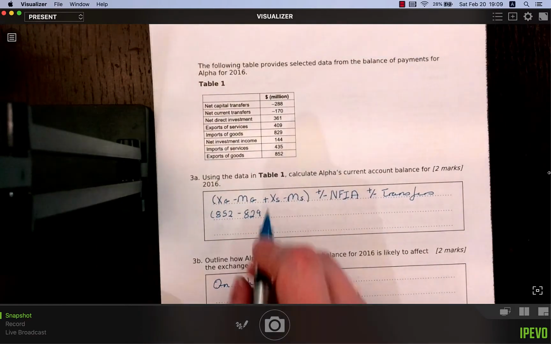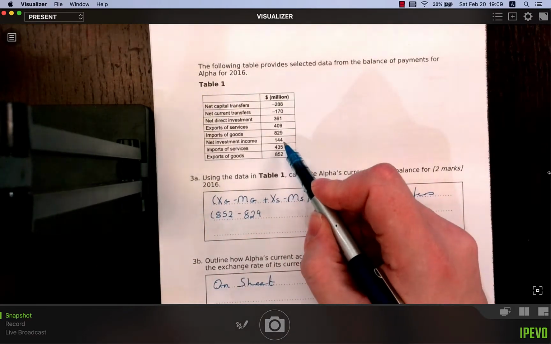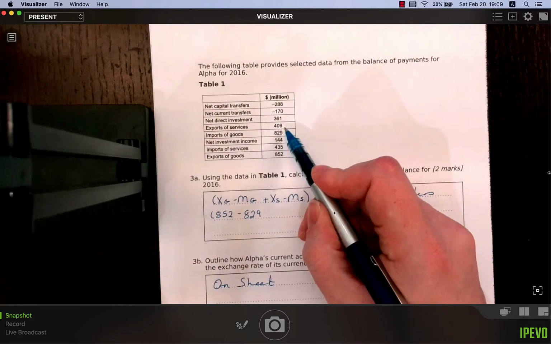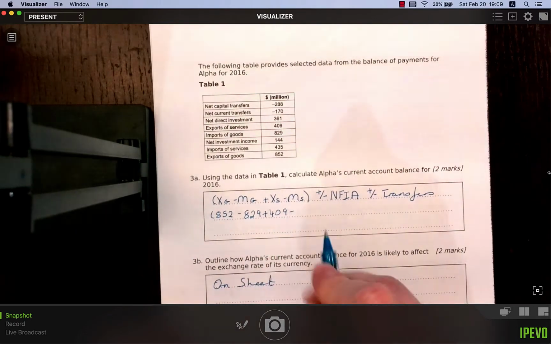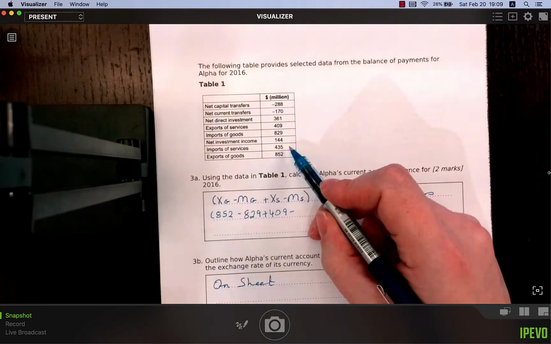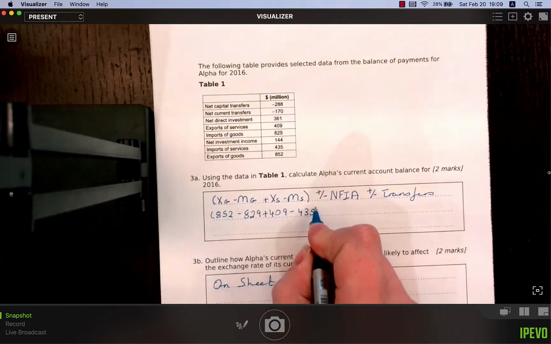Now, export of services. Where am I going to find this? Let me see if I can find it. I have it here as 409, plus 409, and minus the import of services, which I have here as 435. Okay, 435. All right. Now, plus or minus net factor income.